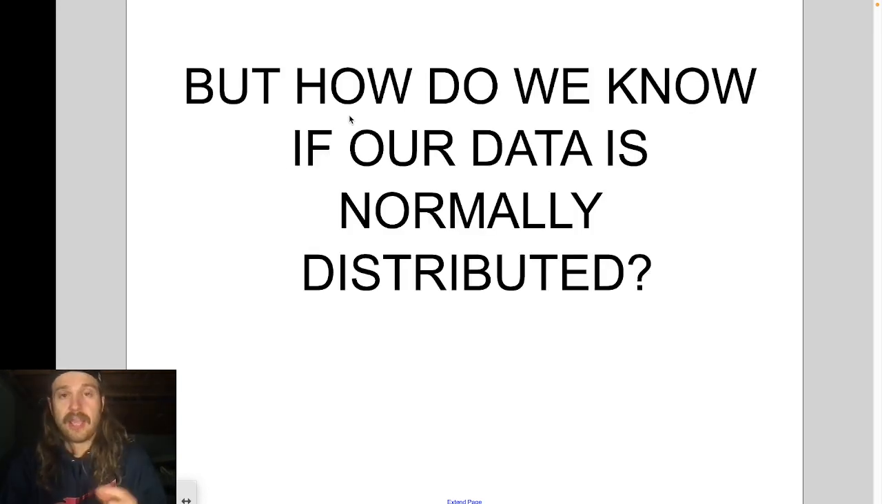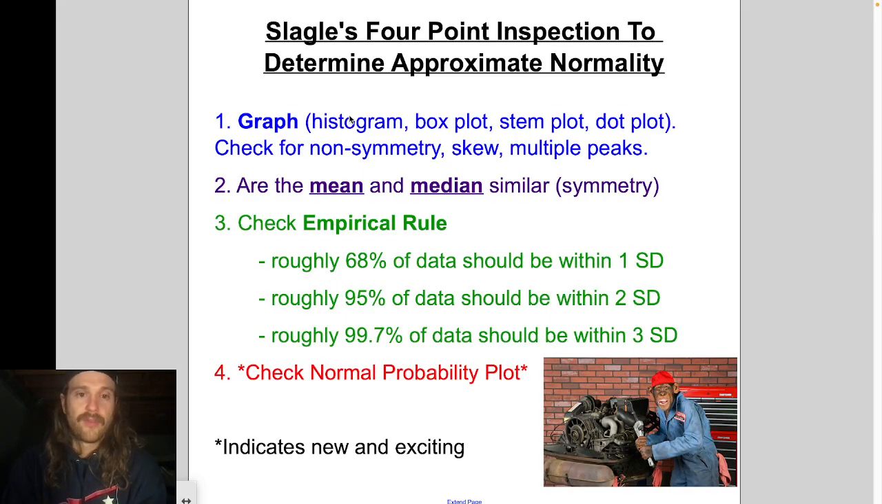How do we know if our data is normally distributed? Well, there are some characteristics of normal data that we've all learned about, and we can summarize them really quickly. Here's my 4-point inspection to determine whether or not a data set is approximately normal. The first thing you should do is look at a histogram, box plot, stem plot, and dot plot. You're looking to see if it looks symmetric.